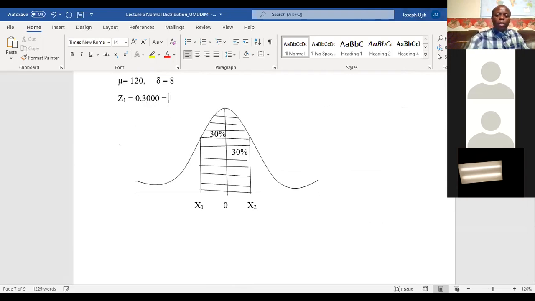Look for this in the table. If you don't see it, look for the value that is closest to this. How do I get 0.3000? Because 30% is 0.3, and to make it 4 decimal places, we add 3 zeros. So we can now go to our table of normal distribution.